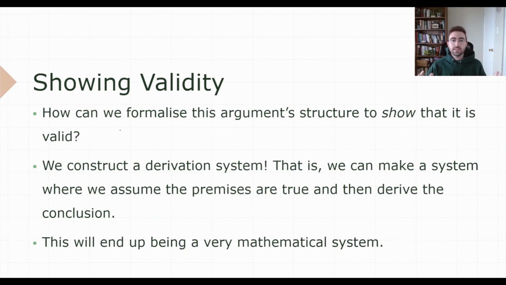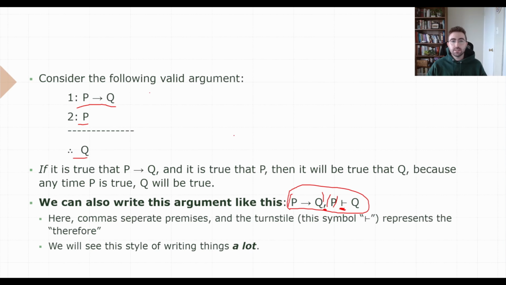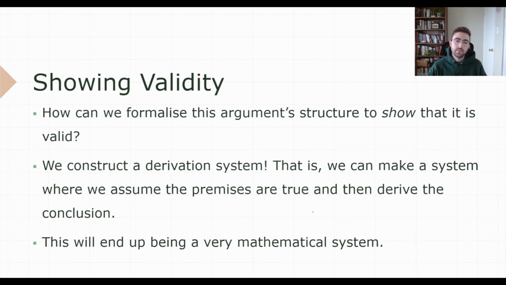But how can we formalize this argument's or any other argument structure to show that it's valid? Remember, we want to be able to have a system that lets us derive Q, the conclusion, from the premises, if P, then Q, and P, right? Those are our premises. We want a system that lets us derive the conclusion from them to show that the argument form is valid. So how can we do this? Well, we'll construct ourselves a derivation system. We can make a system where we treat the premises as true, and then we derive the conclusion, right?